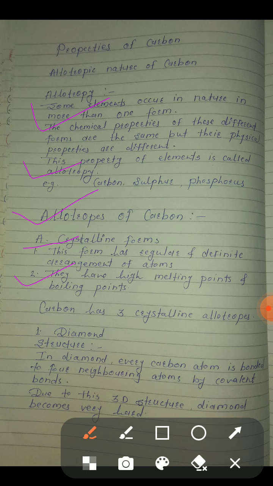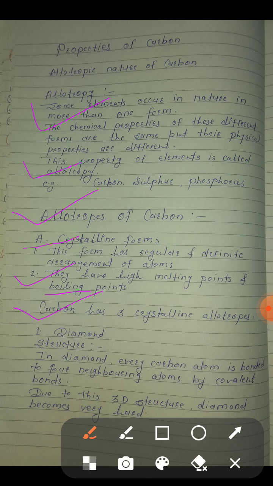What is the melting point and what is the boiling point? Melting point means the temperature at which the substance melts. The boiling point of a liquid is the temperature at which the vapor pressure of the liquid becomes equal to atmospheric pressure.